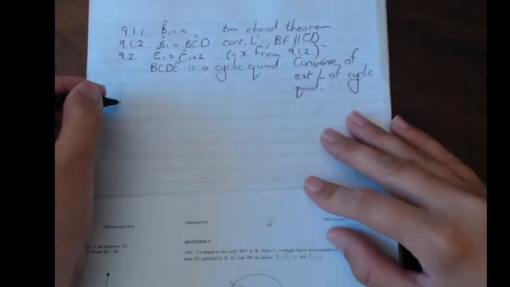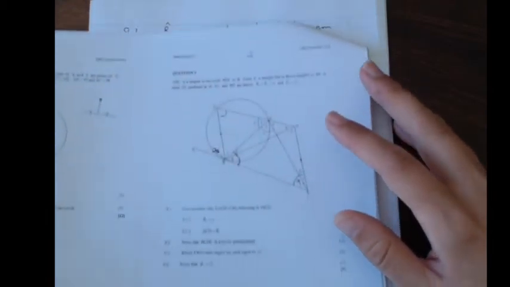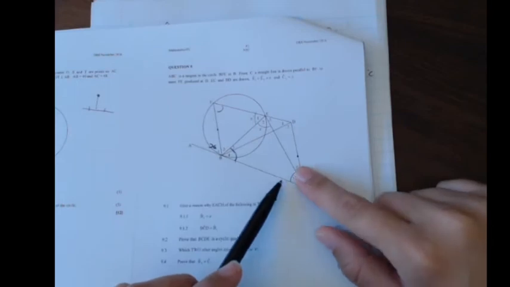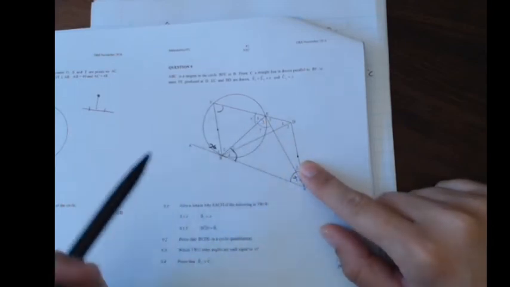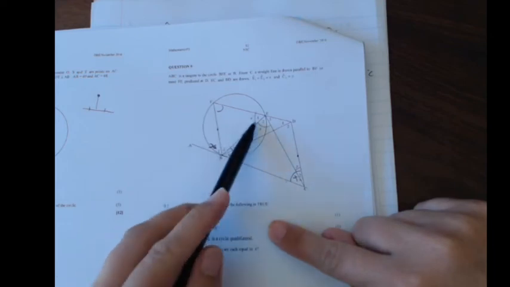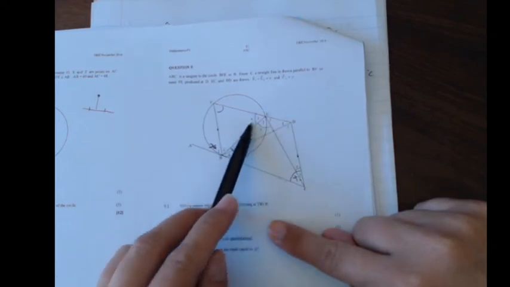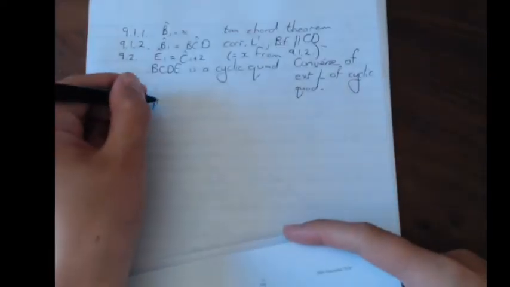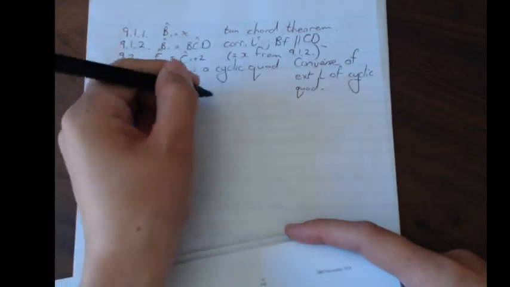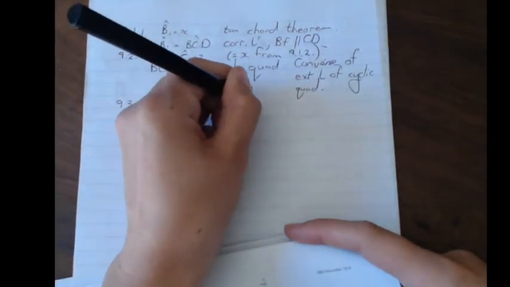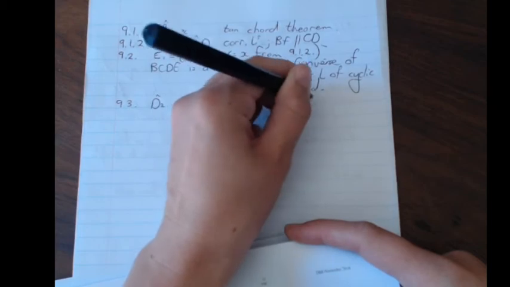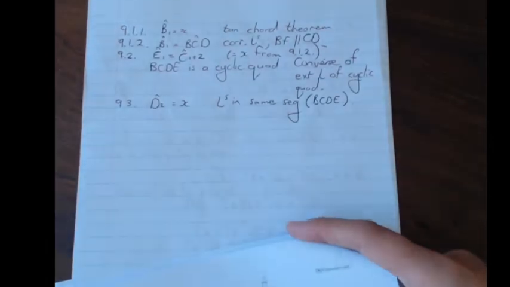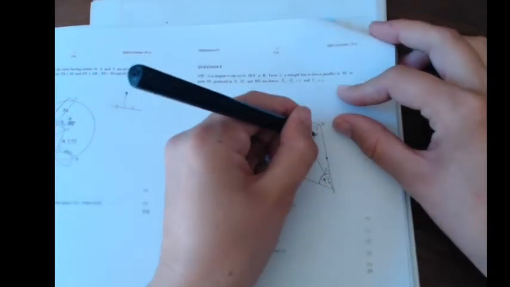9.3. Which two other angles are also equal to X? I have this one X here, and that one B1 I already showed. Well, this one will be equal to that one then if this is a cyclic quad, so I can say D2 is equal to X. D2 is equal to X because angles in same segment, and I'm using the cyclic quad BCDE. I'm just mentioning it for the person marking my work, so that's also equal to X.